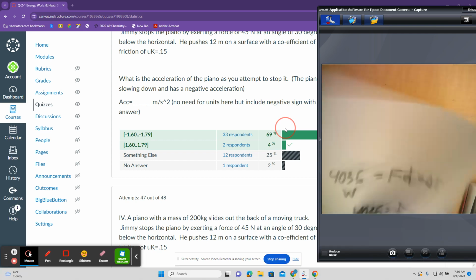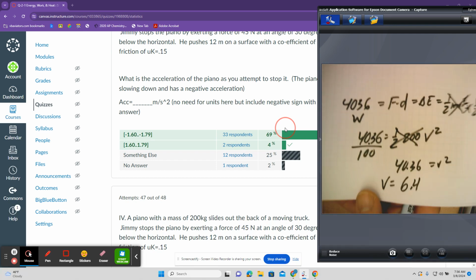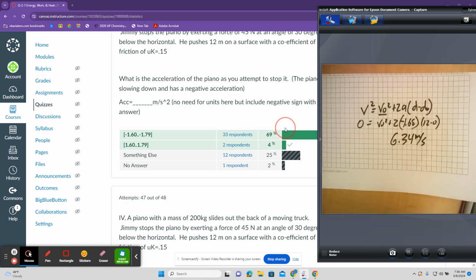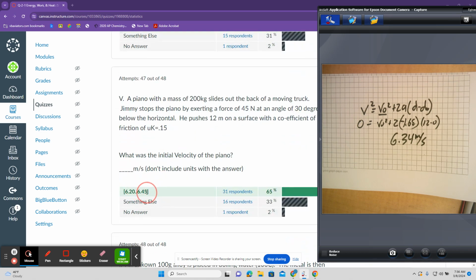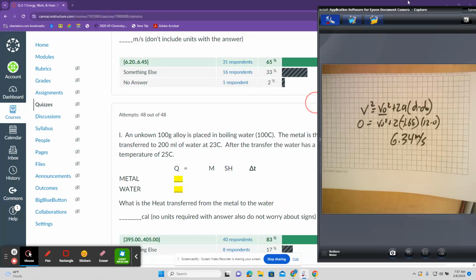What we had last time, 6.4, 6.34, that's basically 6.4. You'll see both of them fit within the range though. Look at that. Okay, so that's the long one. 65%, I'll take it. It's not too bad.